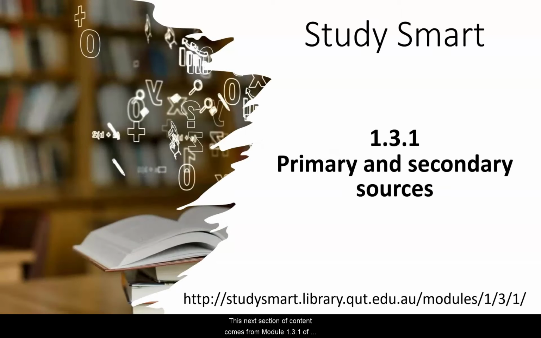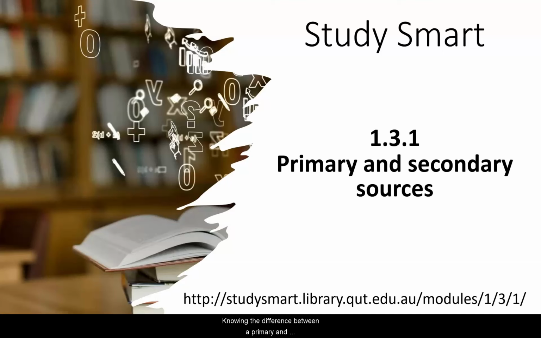This next section of content comes from Module 1.3.1 of QUT Library Study Smart and focuses on primary and secondary sources. Knowing whether a resource is primary or secondary can be important in your assignment, but if you're unsure whether or not it matters in your context, make sure to ask your teaching team.